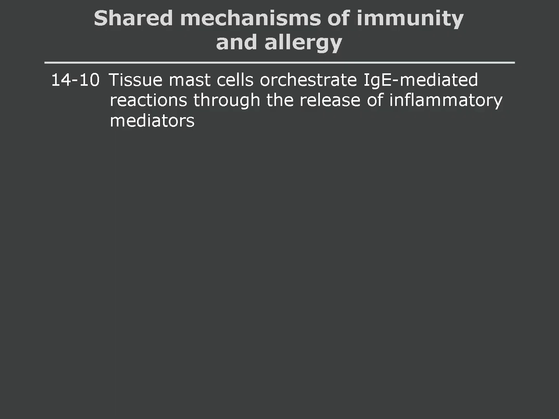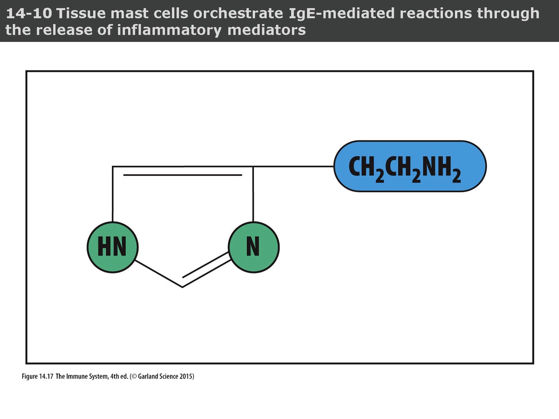Tissue mast cells orchestrate IgE-mediated reactions through the release of inflammatory mediators, such as histamine. Histamine, derived from the decarboxylation of histidine, plays a central role in promoting vascular permeability, smooth muscle contraction, and recruitment of immune cells to sites of infection or injury. These effects help amplify local inflammation and contribute to allergic responses.